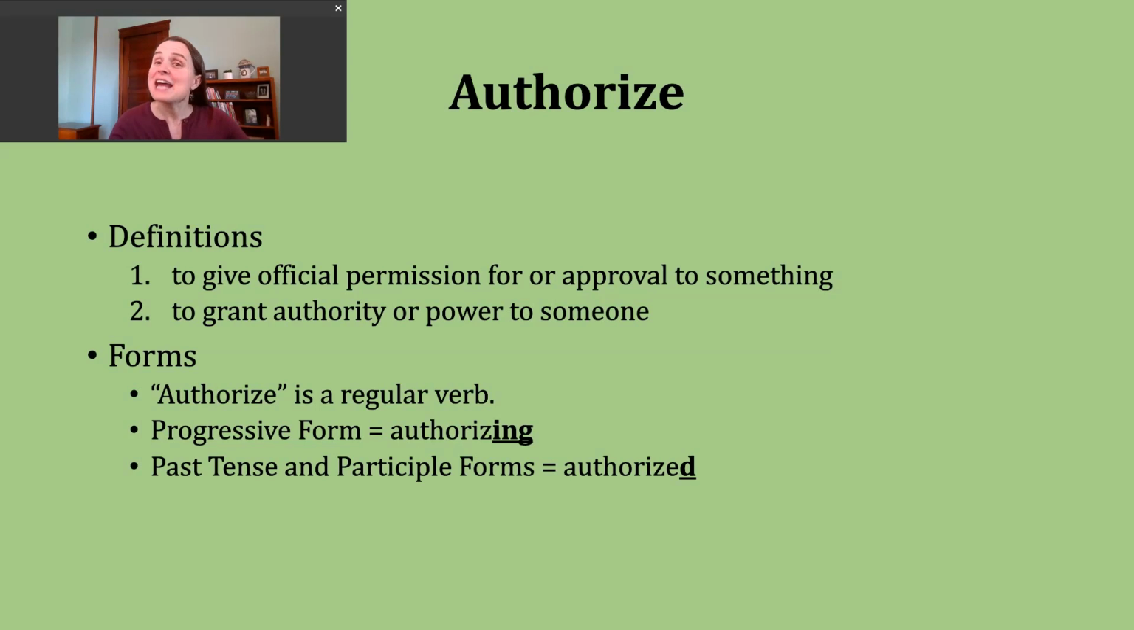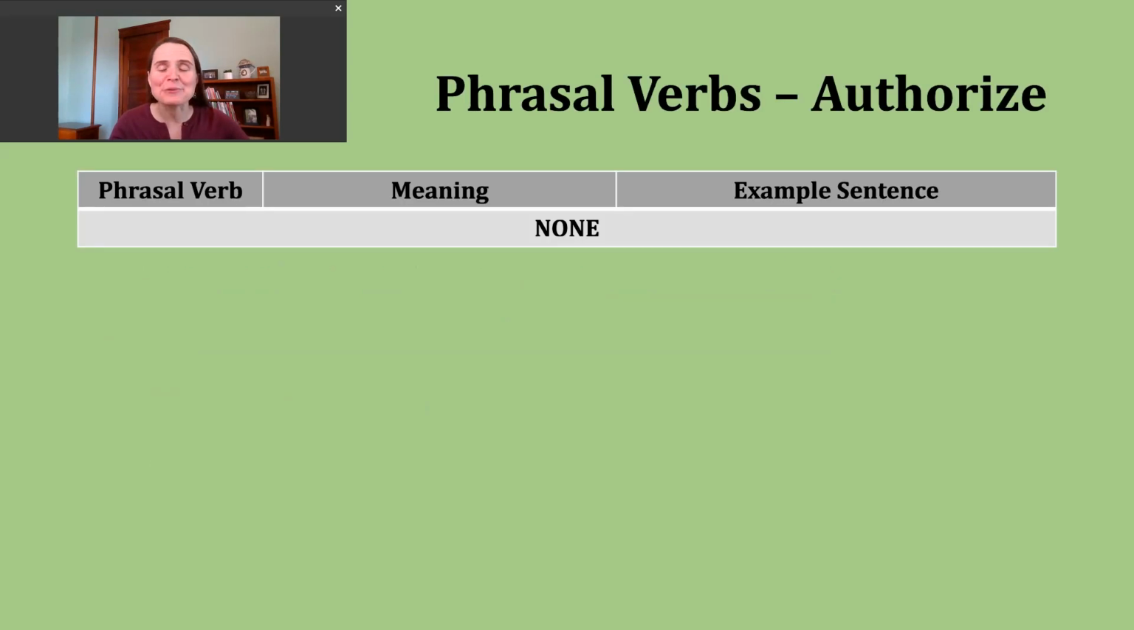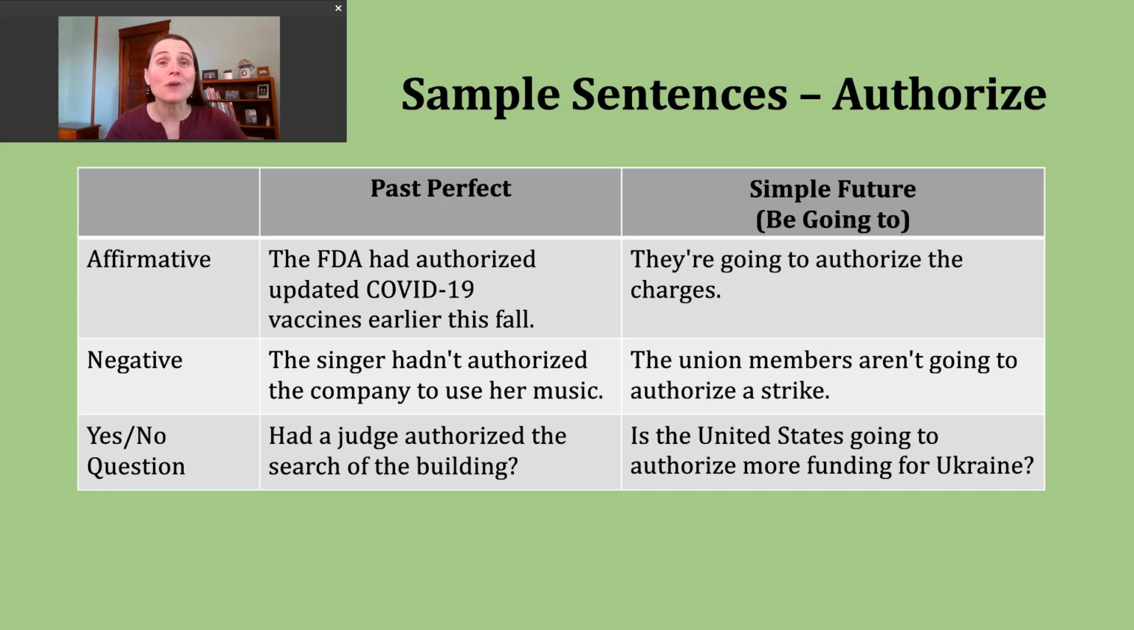Okay. Now, you might be happy to know we don't have any additional phrasal verbs that we need to study in connection to authorize. So we can move on and begin practicing our verb of the day in a couple different verb tenses. Today we're going to review the past perfect and the simple future with a focus on be going to. Let's start with the past perfect.